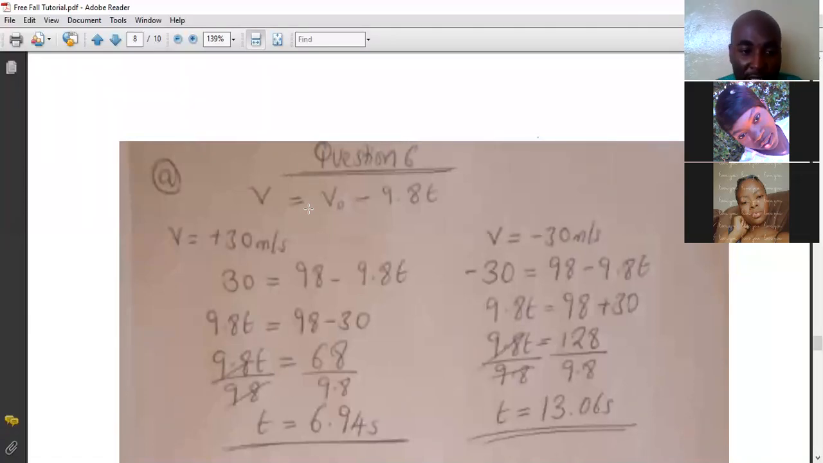So this is the positive 30. So 30 equals 98 minus 9.8 t. When this exchanges, you find time, it's 6.49.